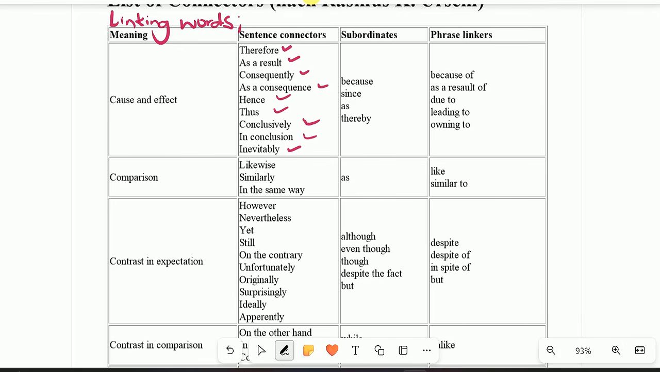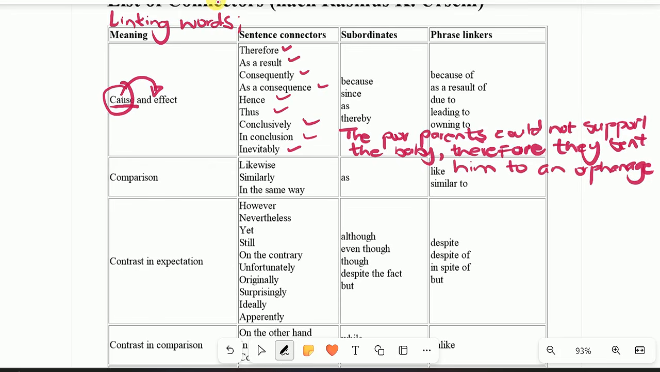Now, these are not the only examples, there are quite a number of examples. But remember, what we are interested in here is when you want to say something that happened, which is a cause, and then you want to link this to an effect. Let us make an example with a sentence. We have a sentence here: the poor parents could not support the baby, therefore, they sent him to an orphanage.